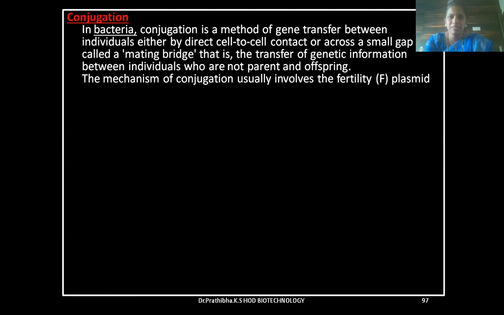Conjugation. In bacteria, conjugation is a method of gene transfer between individuals either by direct cell-to-cell contact or across a small gap called a mating bridge. That is the transfer of genetic information between individuals who are not parent and offspring. The mechanism of conjugation usually involves the fertility plasmid.